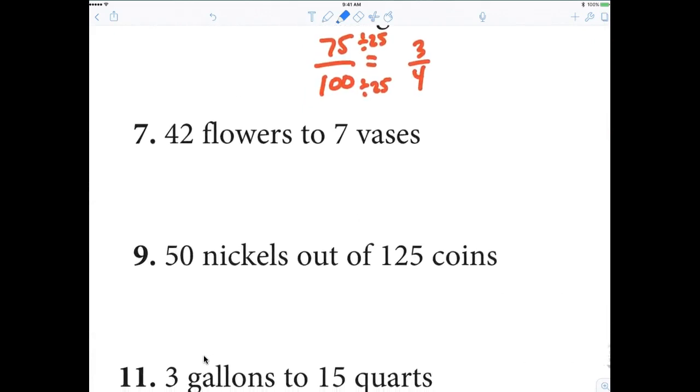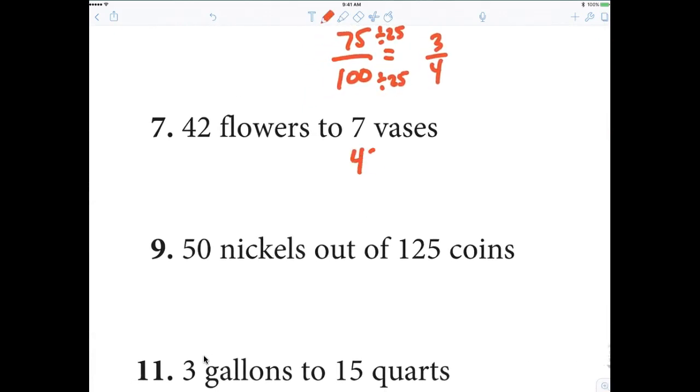Now, for the next one, we have 42 over 7, which is just 42 divided by 7. But it says write it as a ratio, so we're going to keep it as 6/1. Leave it as 6/1.